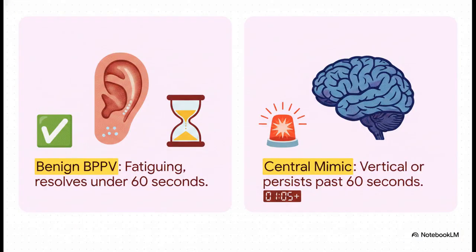This right here is your strict clinical stop sign. True BPV features fatiguing nystagmus that typically resolves in under 60 seconds as the particles settle down. But if you see persistent, non-fatiguing, direction-changing, or pure vertical nystagmus that lasts past that 60-second mark, that is a central mimic. You must pause immediately and refer that patient straight to a vestibular physician or neurologist.